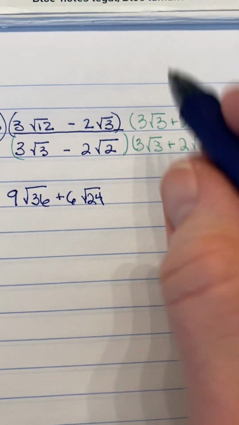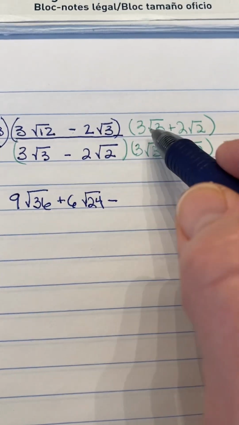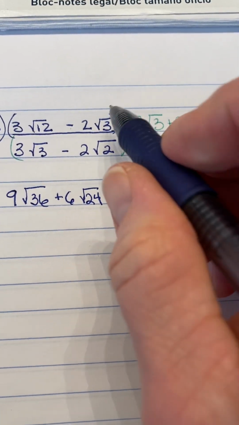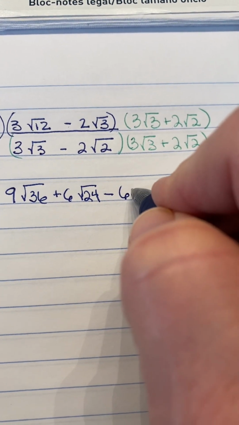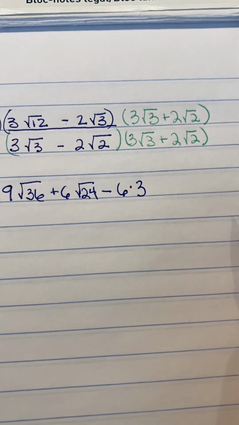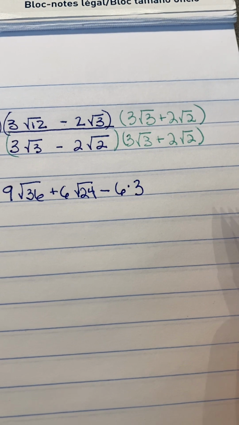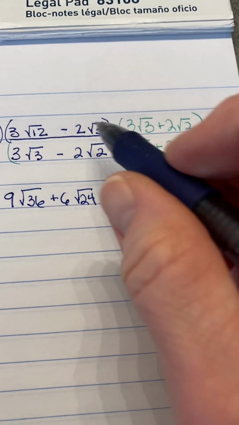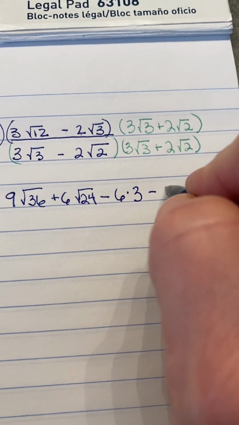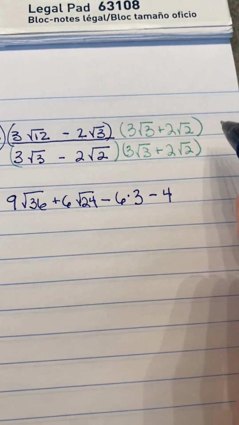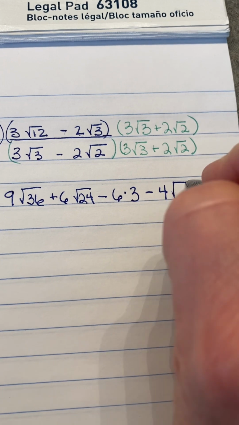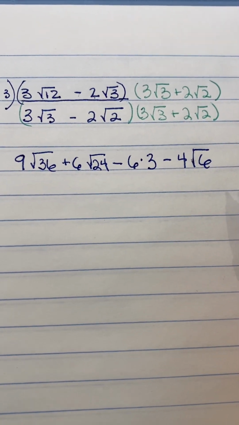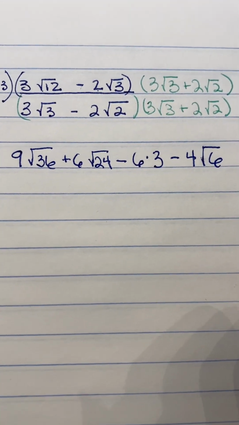Inner, it's going to be a negative. 2 times 3, 6. Square root of 3 times square root of 3, which is just 3. I'll write it like that for now. And then the last, negative times a positive is a negative. 2 times 2 is 4. Square root of 3 times square root of 2 would be the square root of 6. Hopefully you've done that kind of multiplication before with radicals.